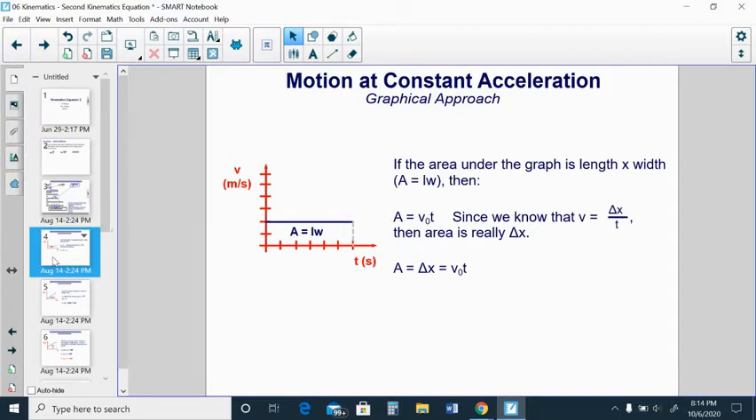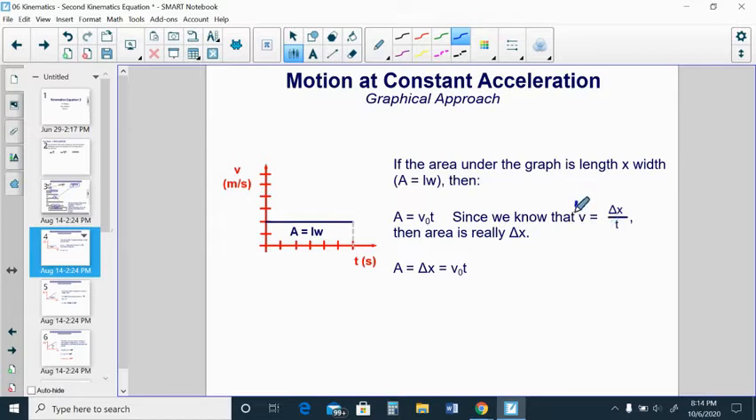Now, just as we can represent this motion at constant acceleration algebraically, we can also do so graphically. So recall that the area under the graph, length times width, if we have constant velocity here, which we do, nice flat straight line there, that length, we would consider that the velocity, the initial velocity, and the width would be the time. So you could also rewrite it as area equals the velocity times time.